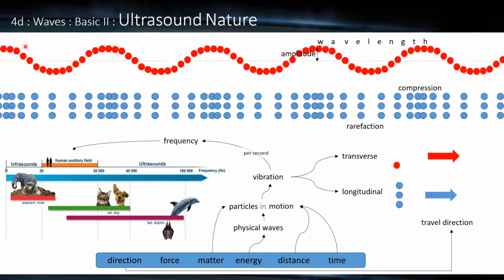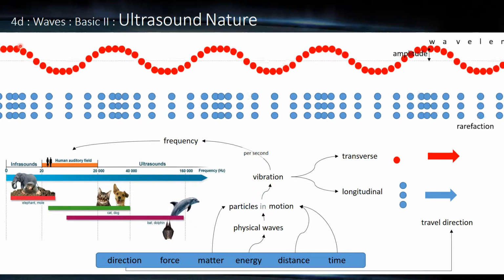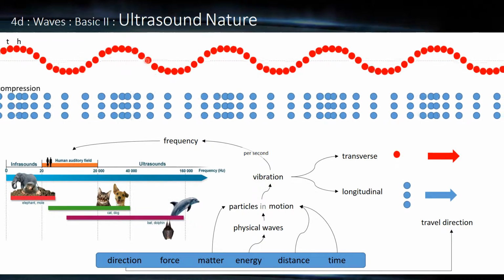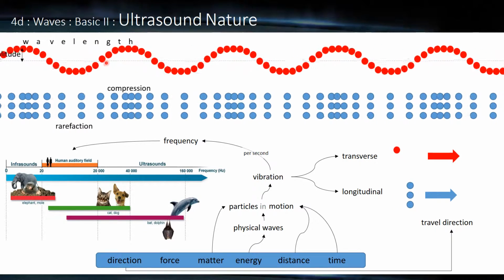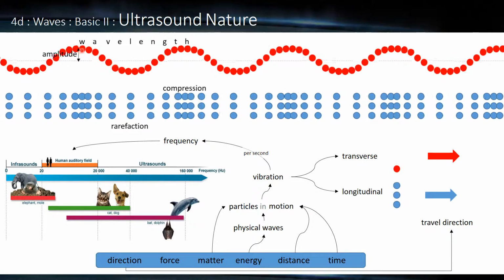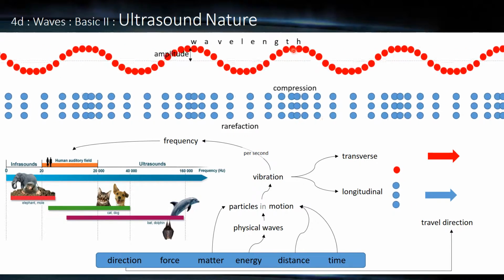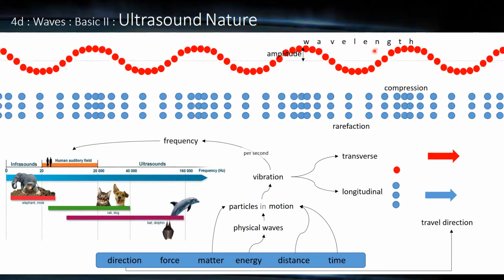So the red one here at the top we'll deal with first. As we can see, the individual points are moving up and down relative to this dotted line. The dotted line is called the undisturbed position, so there's no energy, they all just sit there. We've also got the amplitude, so this wave can be higher or lower or louder or brighter, and the wavelength speaks for itself. It's the length of one wave from peak to peak.